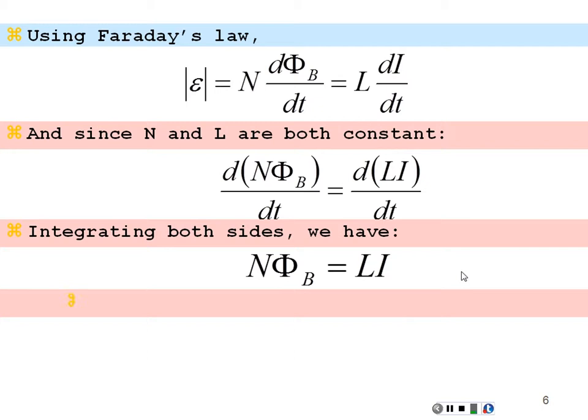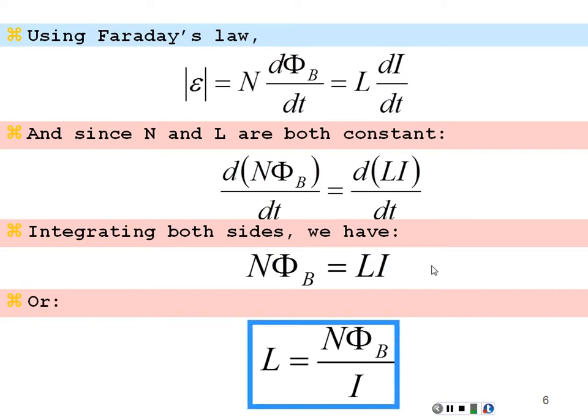Or we can write this and say that the self-inductance is equal to the number of turns times the flux through one turn divided by the current. This is one way where we could calculate the self-inductance of a circuit or of a device by calculating the total flux and dividing it by the current.